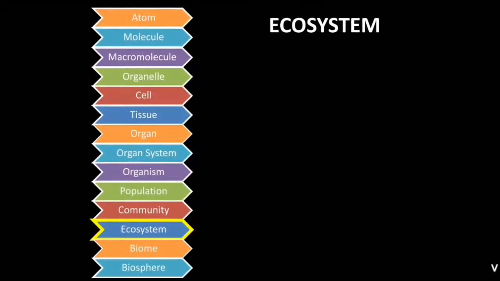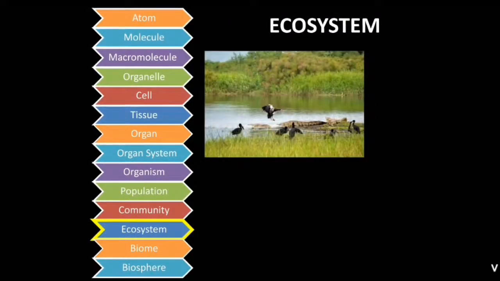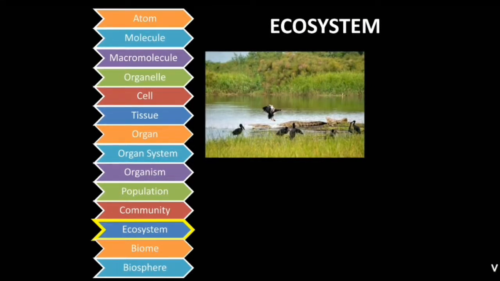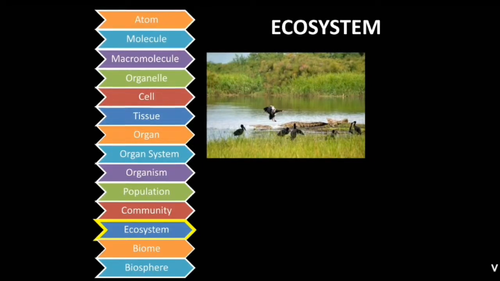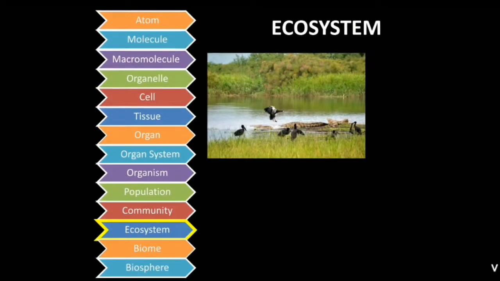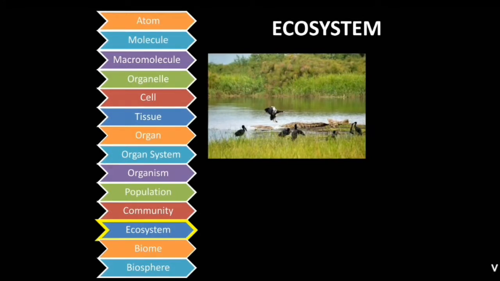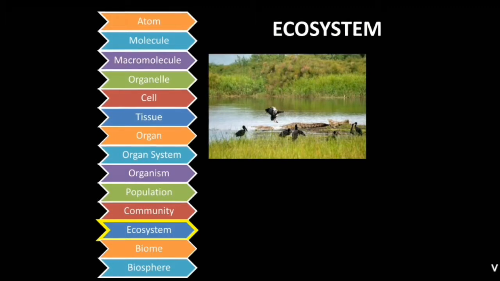The next level is ecosystem. Ecosystem is the interaction between biotic components and abiotic components. For example, here there are populations of different types of animals, such as crocodile and bird, and there is interaction between biotic and abiotic. The abiotic is water and the biotic is the bird. The bird tries to drink the water and the crocodile tries to prey on the bird.